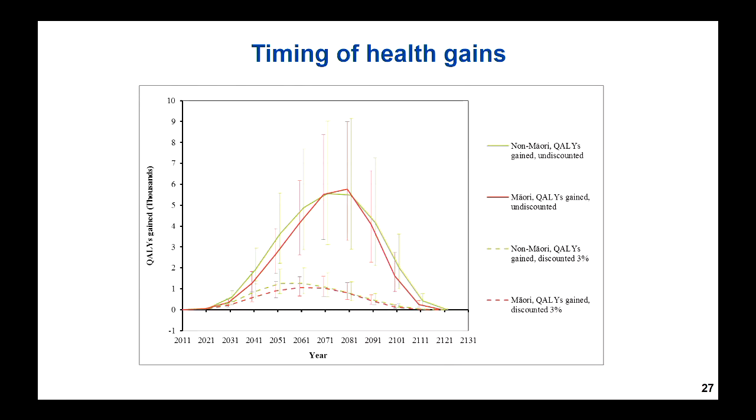And these ones here are the dotted lines where you discount. So each year into the future, it's worth 3% less, 3% less, 3% less. So by the time you go 100 years out, these lines are much less than here. Nevertheless, the point here is that those health gains are decades away into the future.